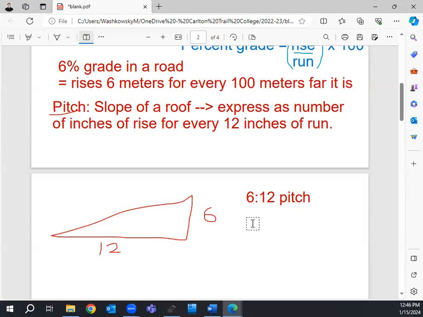So it's a way to show, again, how steep something is. We don't use the percent grades, however, for roofs. That's mostly reserved for roads. But grade and pitch are technically the same thing. It's how high up it rises for every little bit that it runs.